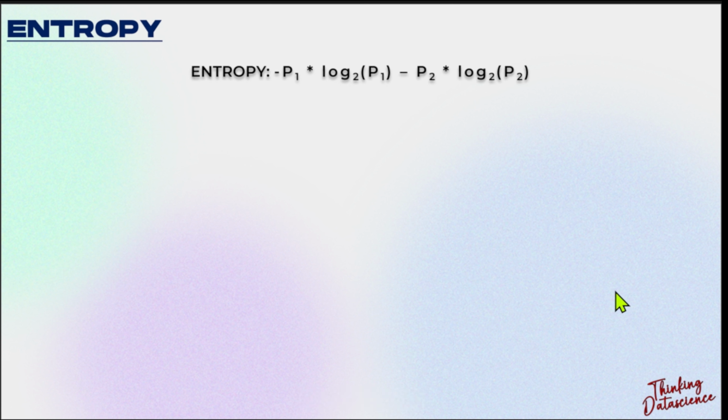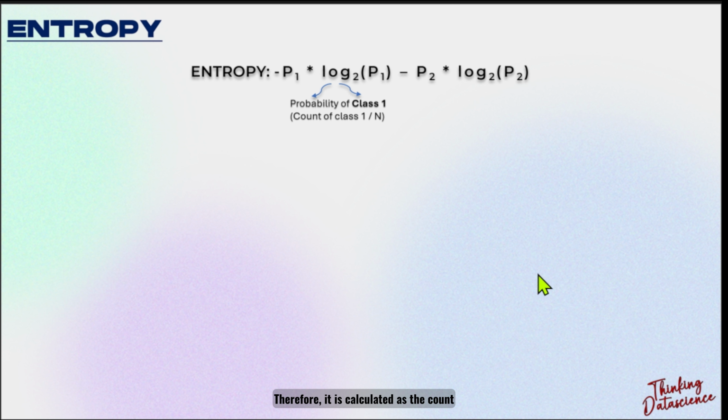So the question is, how do we actually calculate entropy? So let us break down the formula, even though it seems daunting at first. In this formula, P represents the probability of class 1. Therefore, it is calculated as the count of class 1 over the total number of observations. Here is the probability of class 2, which is the count of class 2 divided by total number of observations. The total number of observations is simply the capital N.